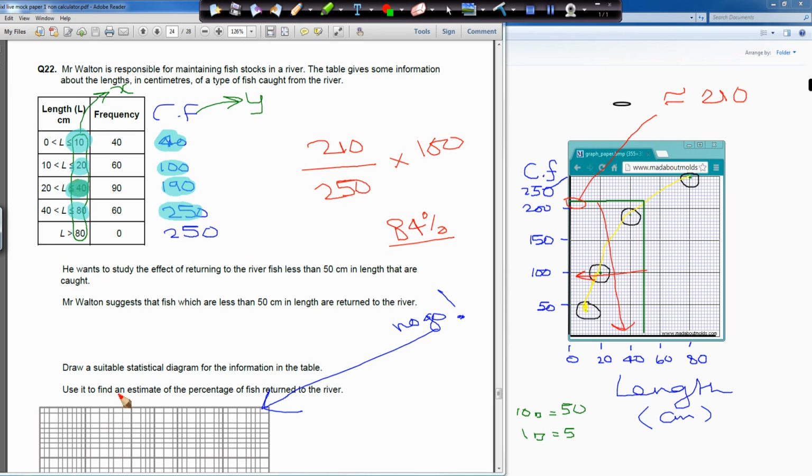So, find the estimate of the percentage of fish returned to the river. That's the answer. The mark scheme is giving us answers, so the examiner knows that everybody's graphs are not going to be exactly the same. There'll be some slight discrepancies, so they're giving us an allowance of 80 to 85%. Any answer within that region is counted as correct. So we are inside that region, and that's our final answer, 84%.